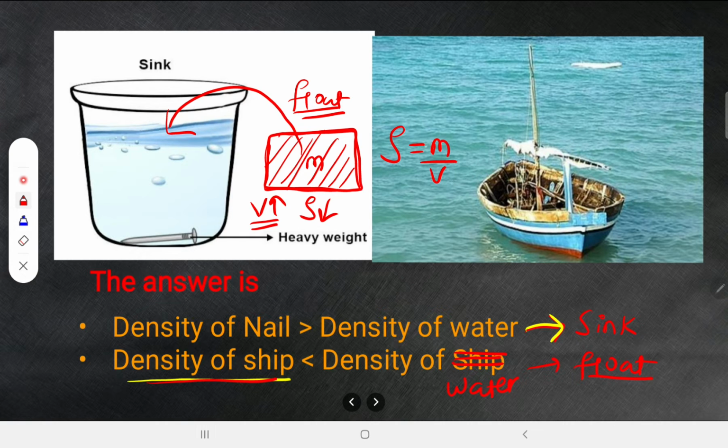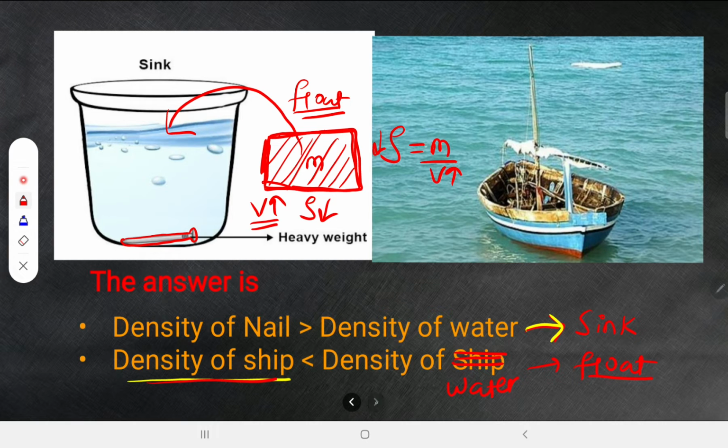Are you understanding my point? If volume is increasing, it means the density will come down. If density is coming down, it means definitely it is going to float. Not this way, definitely this way it is going to sink only. This nail is going to sink only, but the nail in this sheet form is going to float.